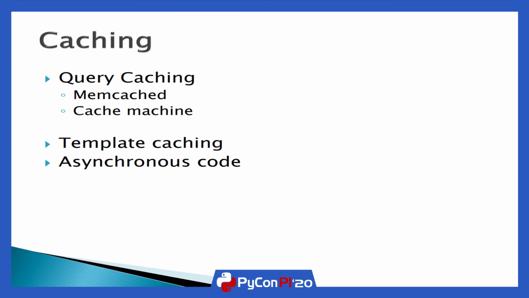Now in caching, you can have query caching, template caching, asynchronous code. In query caching, of course, you have a query, you know that that data is not going to change over time, or at least, let's say, for the next 5 minutes. Just cache it in memcache, dump it over there. It's going to save your database back and forth time a lot.